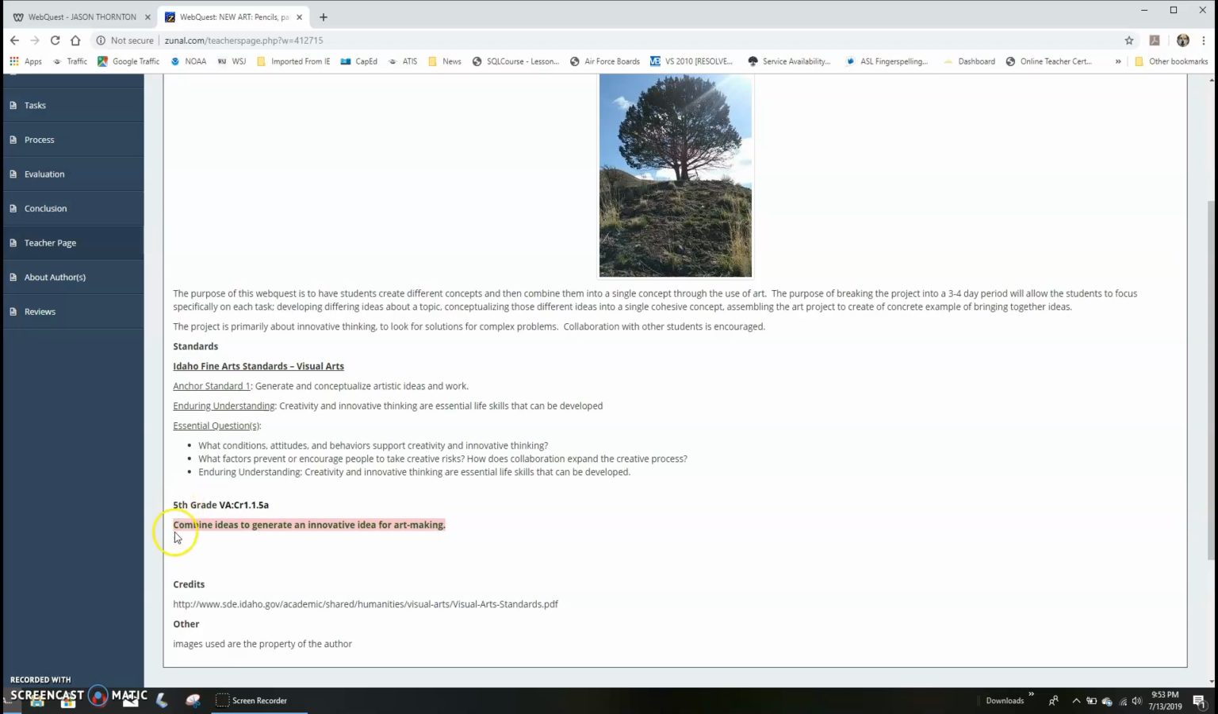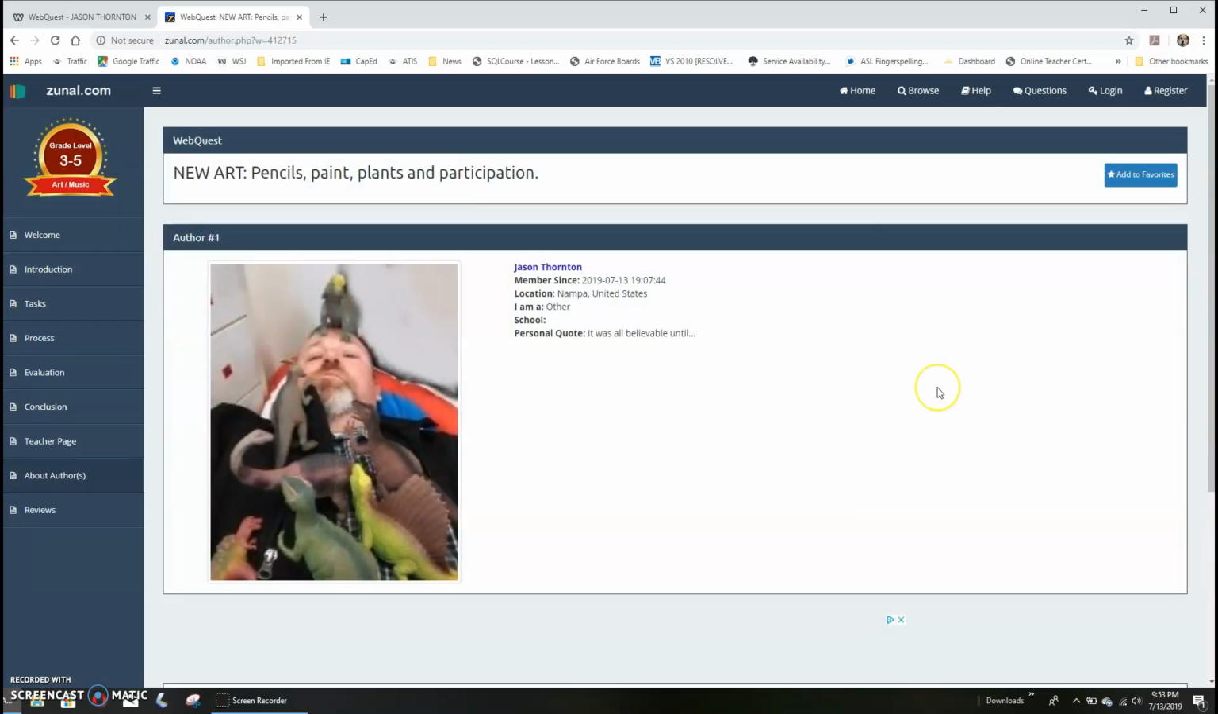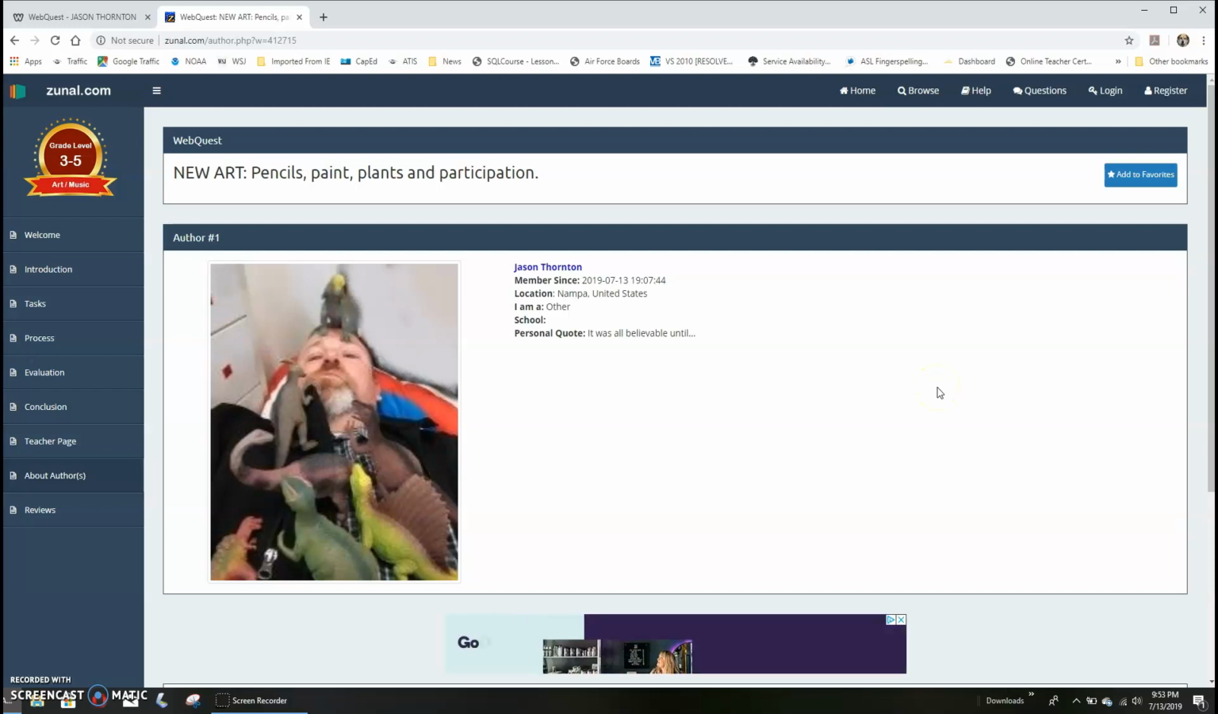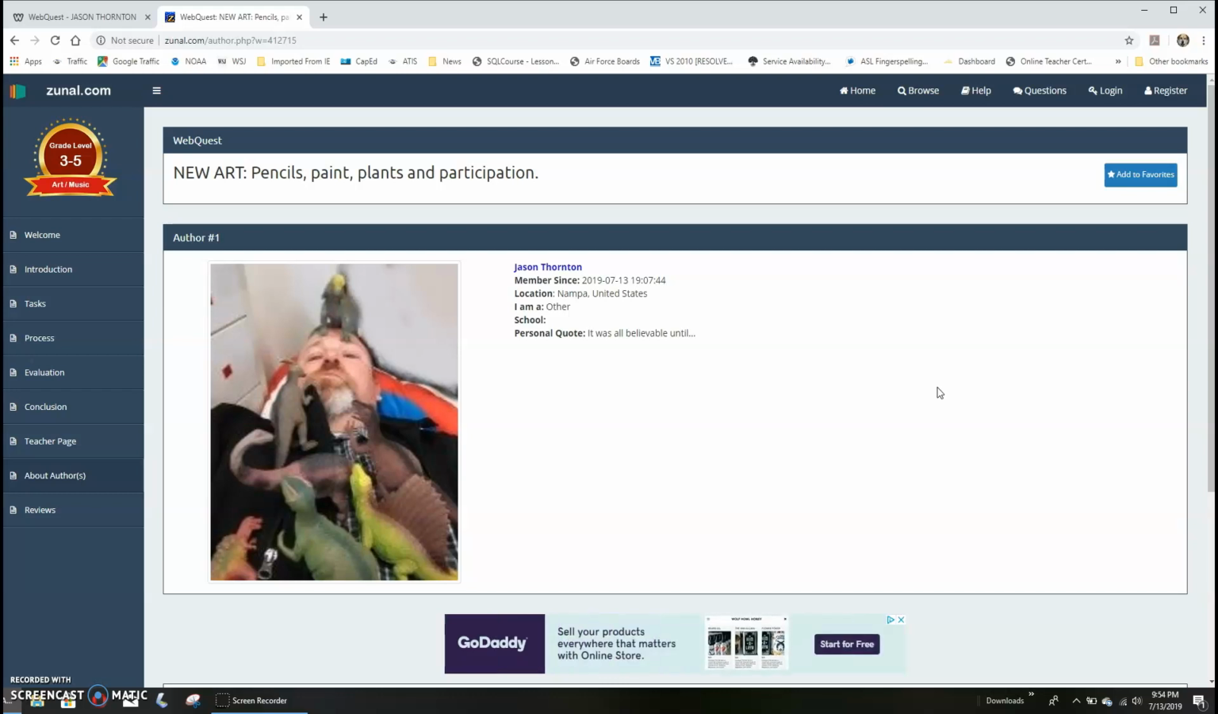It's intended for 5th grade, combining ideas to generate an innovative idea for art making. And so here's a picture of me helping a student count by putting dinosaurs on myself and going, how many dinosaurs are stuck on me right now?